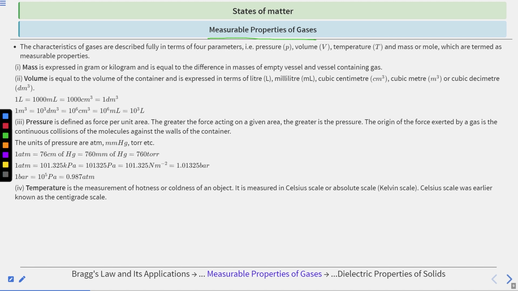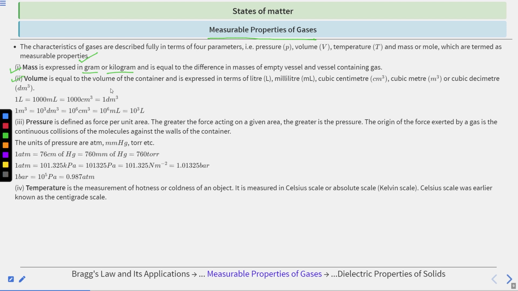Measurable properties of gases. They are described in terms of four parameters: pressure, volume, temperature, and mass or mole. They are termed as measurable properties. Mass is expressed in gram or kilogram and is equal to the difference in masses of the empty vessel and the vessel containing gases.